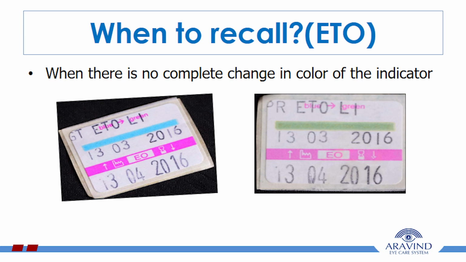Sterilization recall is done under the following circumstances. When there is no complete change in the color of the indicator, bin holes are left open while unloading inside the OT, accidental contamination by a fly or a mosquito, bins without indicator tape, wet bins and bundles after sterilization.